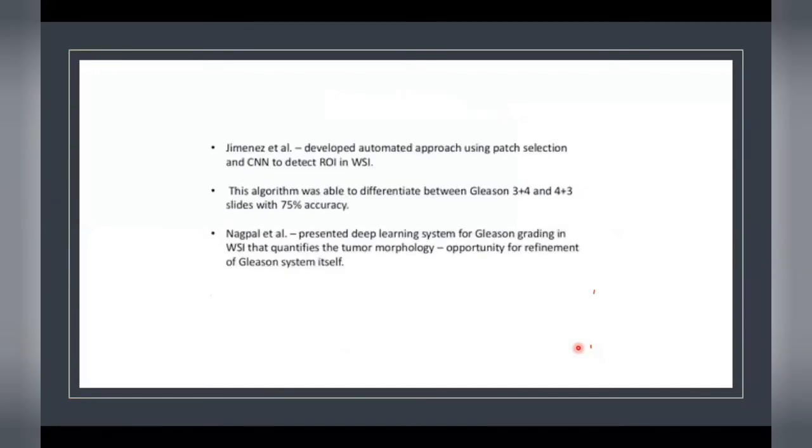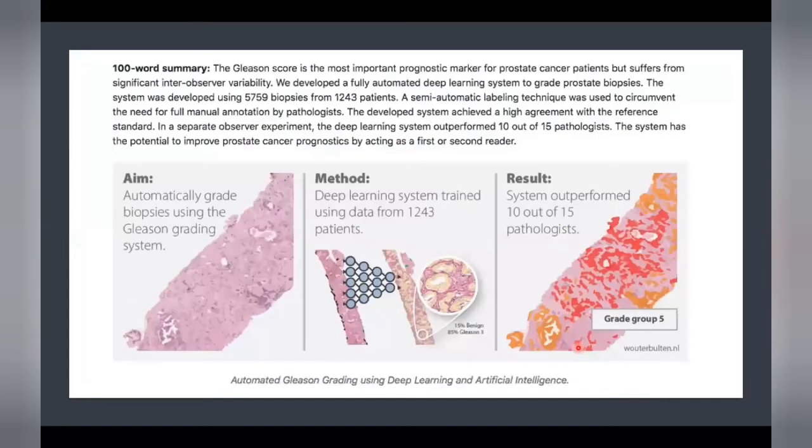It will tell you what the Gleason score is. There is an algorithm to that, and the algorithm was able to differentiate between Gleason 3+4 and 4+3 slides with a 75% accuracy. And let me tell you, it becomes difficult at times for a human being to do that. So you can actually quantify the tumor morphology also. So this is the study I'm telling you.